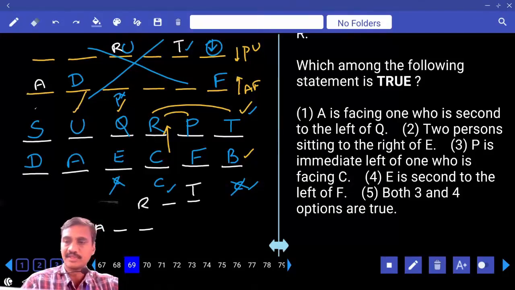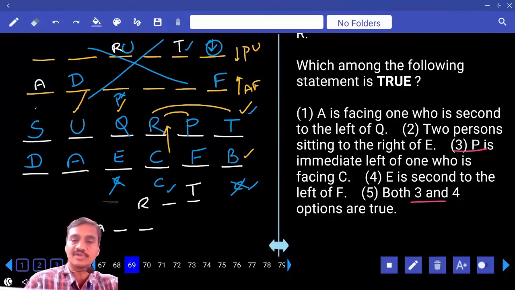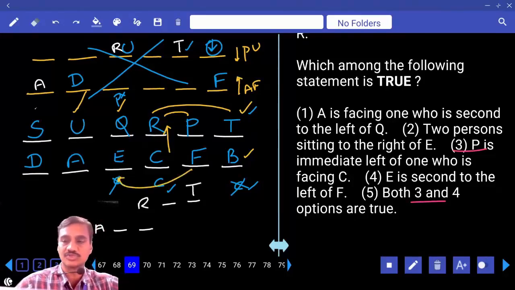Done? Then, now P is to the immediate left of the one who is facing C, and C opposite immediate left hand side, that is P. Now we have both choice 3 and 4. Then we need to check out 4 as well. E is seated second to the left of F. F second left E, this is also true. Hence what is your answer? Both 3 and 4 are true, that is choice 5, question number 69.